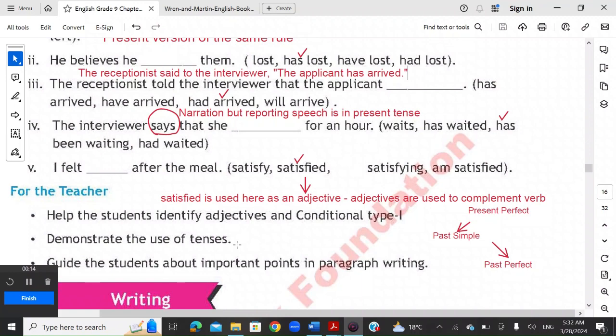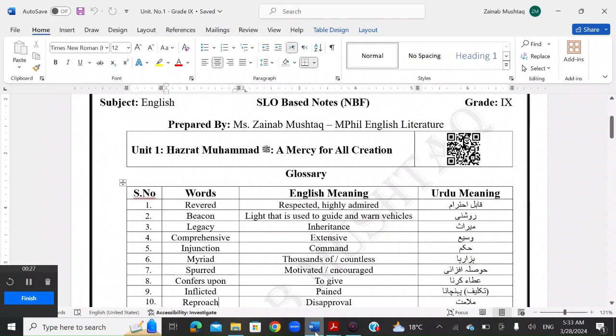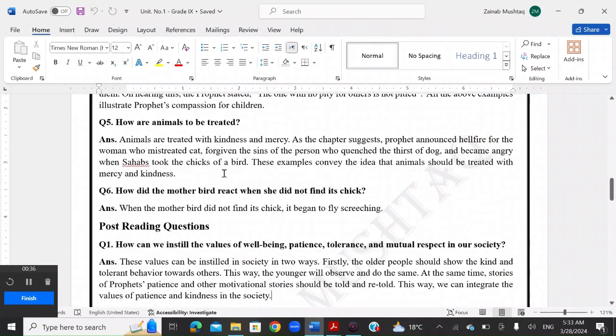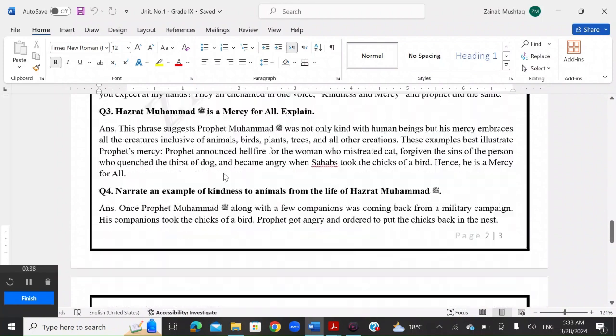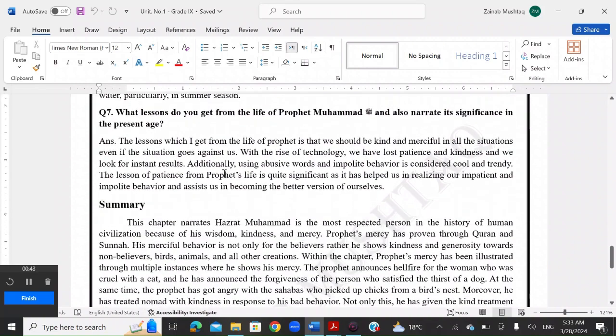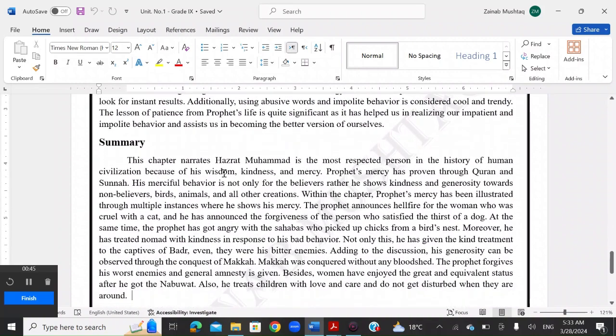Some of you have been requesting me to share the question answers part and the summary part. Inshallah, I will share that shortly. I have already worked on the content, as you can see here. But the reason I am not sharing it yet is that I want to go step by step. Once our bookwork is finished, I will share this content with you.